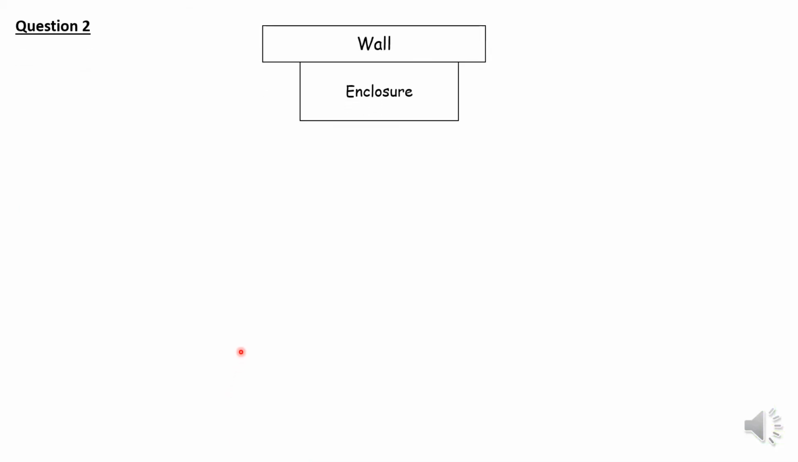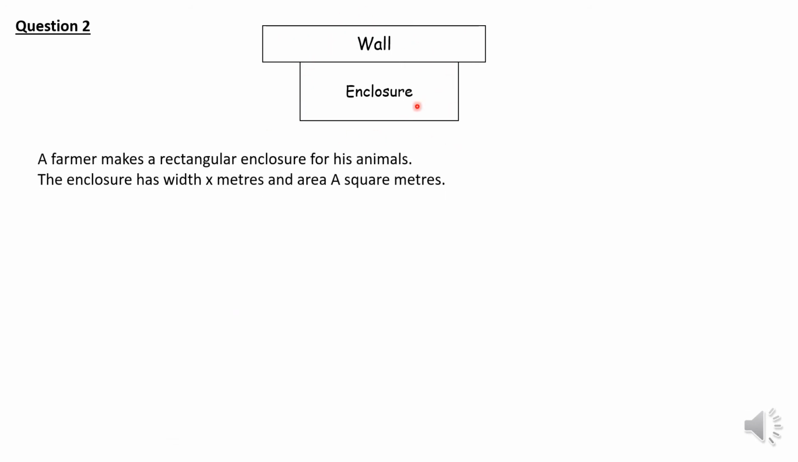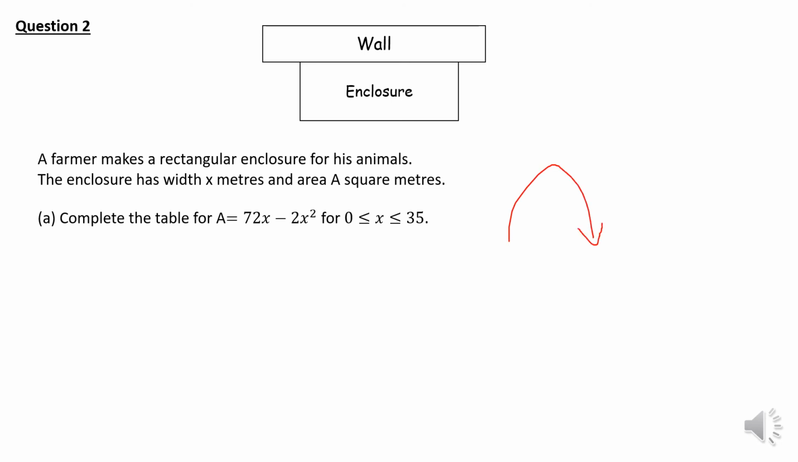The second question is something very similar. You have a wall, and then you have an enclosure. A farmer makes a rectangular enclosure for his animals. He keeps them here, and the enclosure has a width of x meters, and the area is A square meters. So they are giving us a formula. The formula is A equals 72x minus 2x squared. You'll notice that if you were to draw this function, it's going to be a curve like this because of this negative value here.